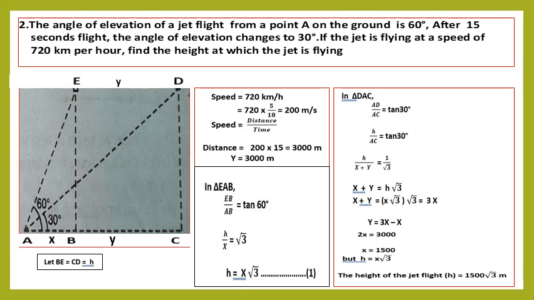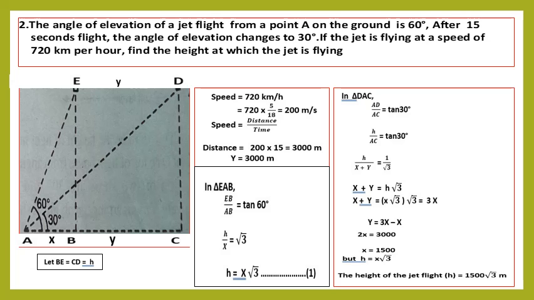Now in triangle EAB, EB by AB is equal to tan 60 degrees. That is opposite by adjacent is equal to tan theta. EB is H divided by AB is X. H by X is equal to tan 60 degrees, the value is root 3. Therefore H by X is equal to root 3. Then H is equal to X root 3. That is equation number 1.